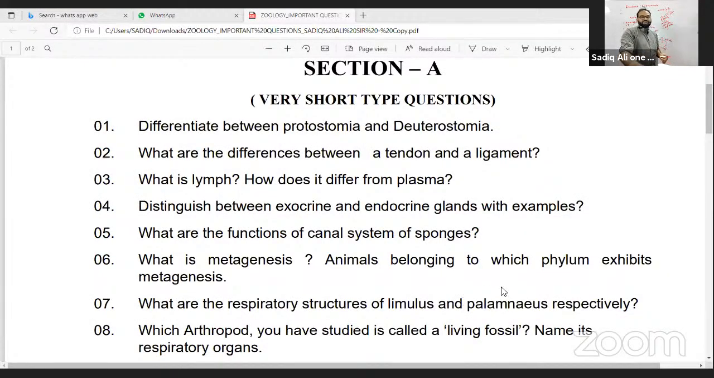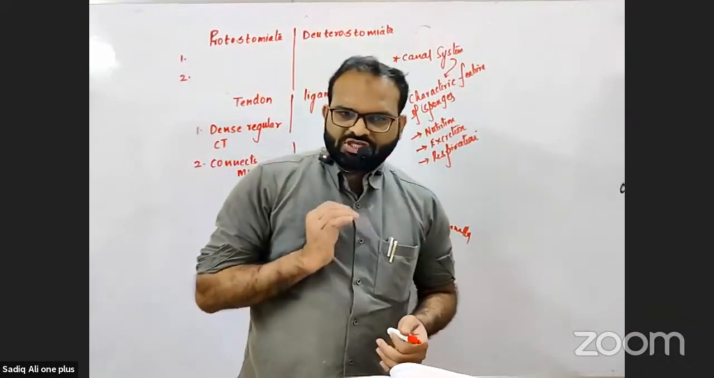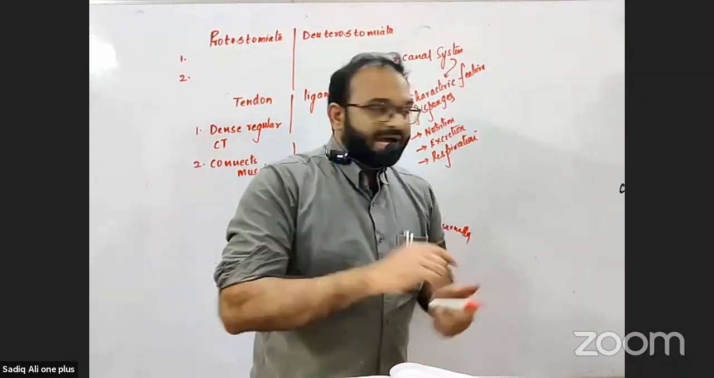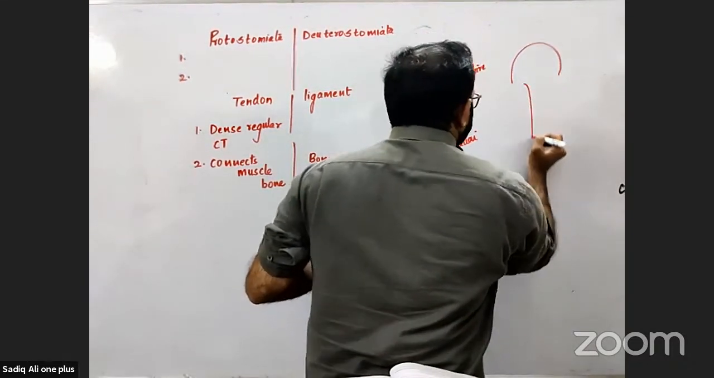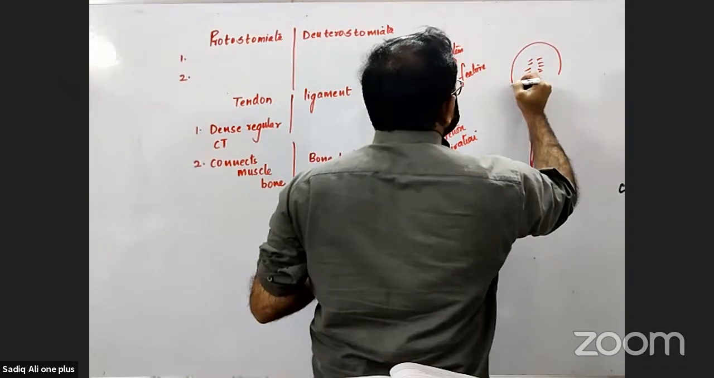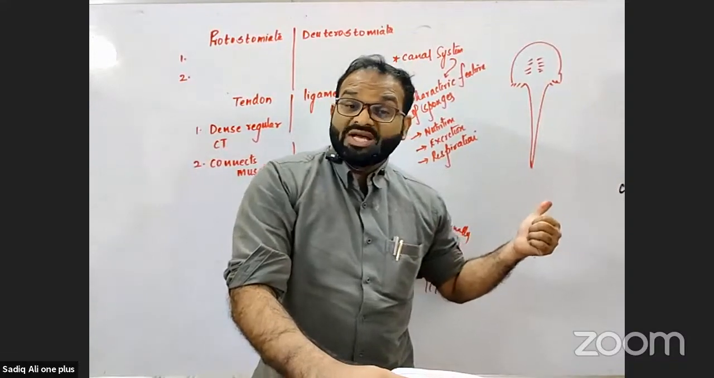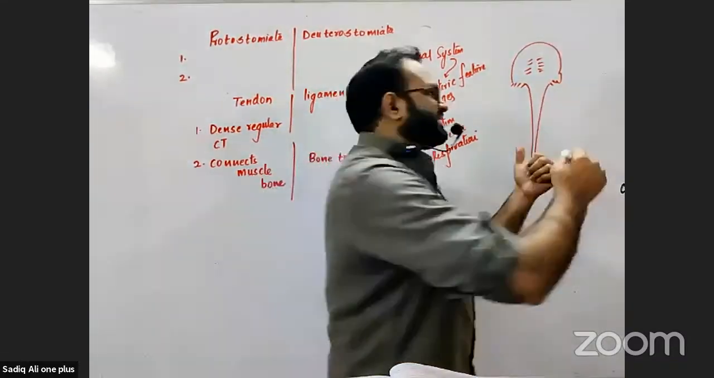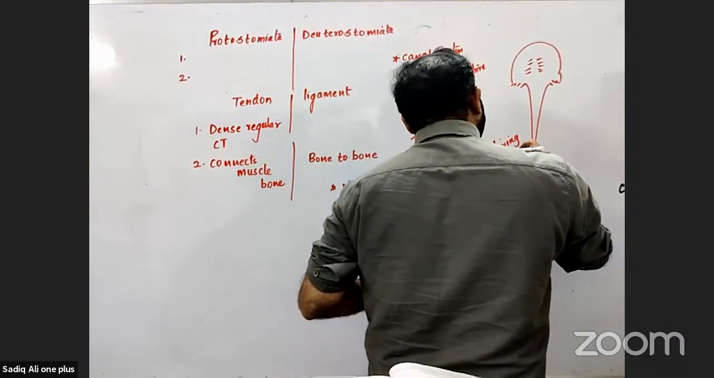Right. Next question. What are the respiratory structures of Limulus and Palamnaeus respectively? Students, another important question. Limulus, king crab. I drew this diagram when I was explaining phylum Arthropoda to you, and I gave some general characters of this king crab. So this is Limulus, king crab. It is a living fossil.